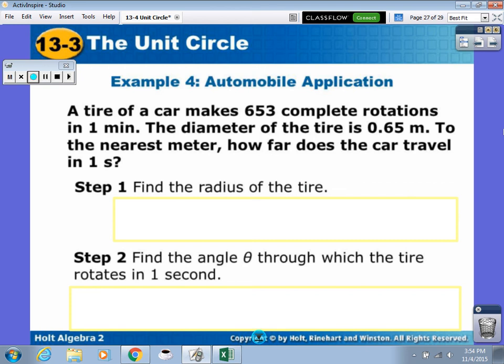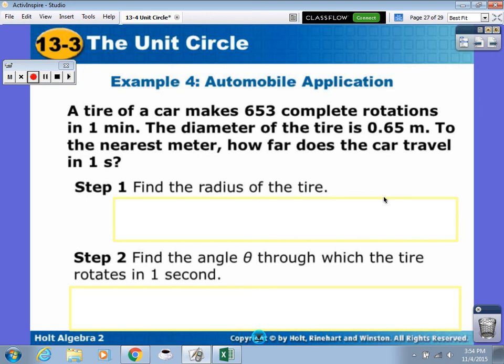Okay, here's an example of how we might apply this. We have a tire on a car. That particular tire makes 653 complete rotations in a minute. The diameter of the tire is 0.65 meters. To the nearest meter, we're going to figure out how far the car travels in 1 second.